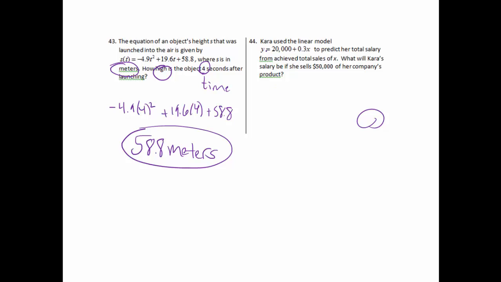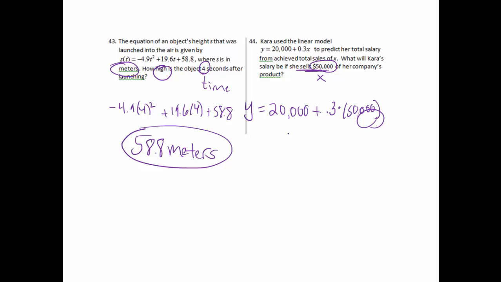Alrighty, number 44. Kara used a linear model, y equals 20,000 plus 0.3x, to predict her total salary from achieved total sales of x. What will Kara's salary be if she sells $50,000 of her company's products? So this is telling her how much she's selling, so that must be our x. So we're going to have y equals 20,000 plus 0.3 times the x, and the x in this case is 50,000. So again, we'll plug that in our calculator.